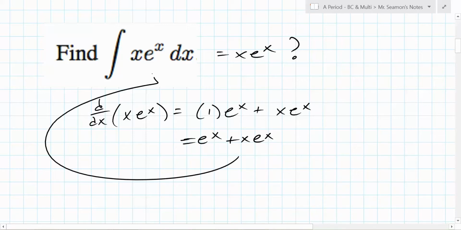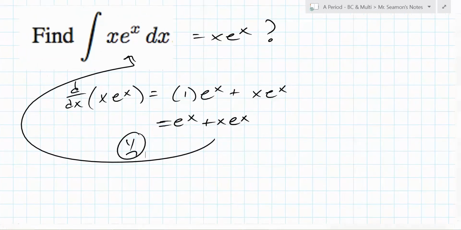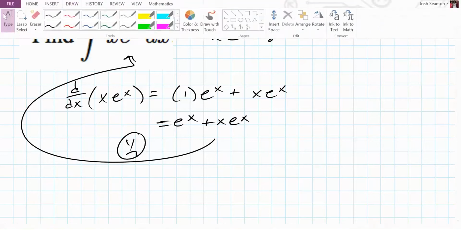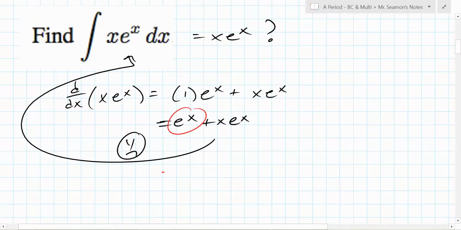And is that equal to this thing? No, it's not. Is there an extra little bit right there? Yeah, what's the extra little bit? e to the x. So you know what? Let's say, okay, if that's the extra little bit, why don't we just take it away, and maybe this is the answer. So I'm doing guess and check.